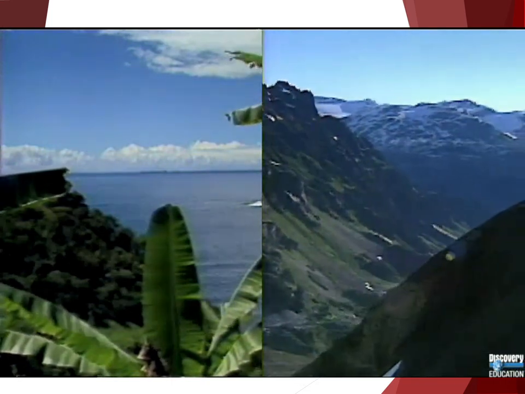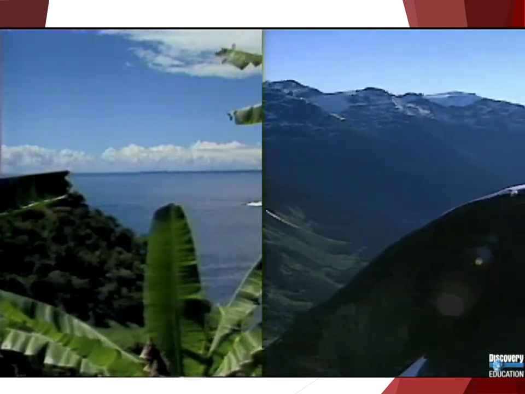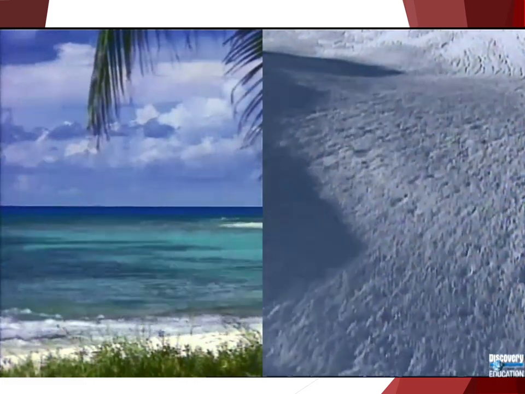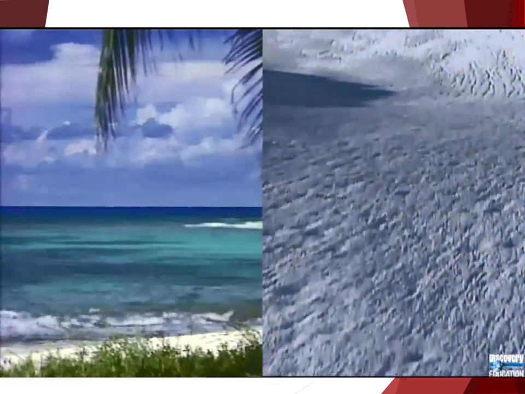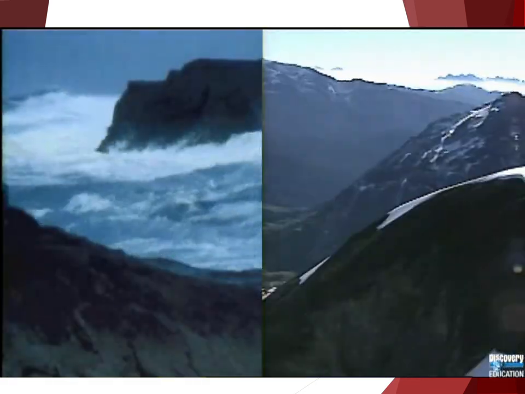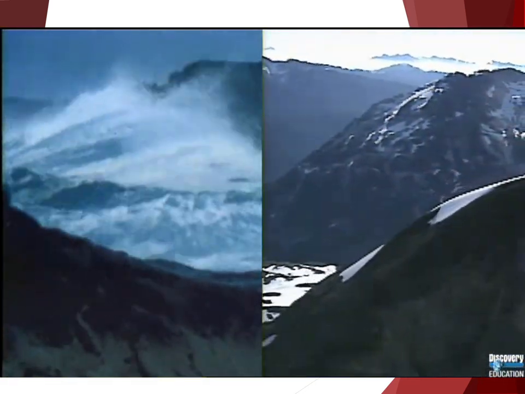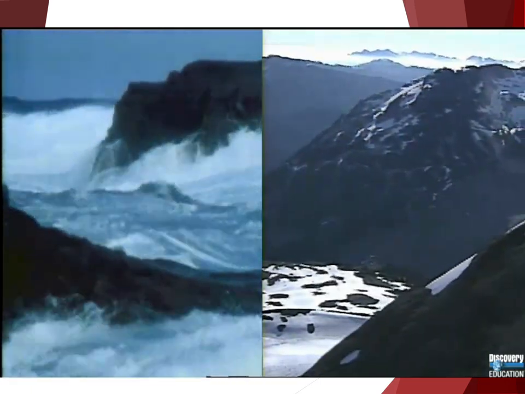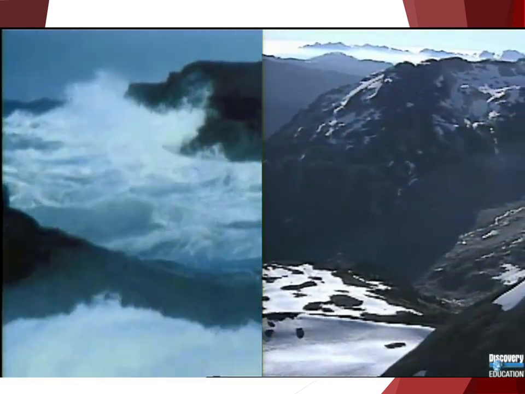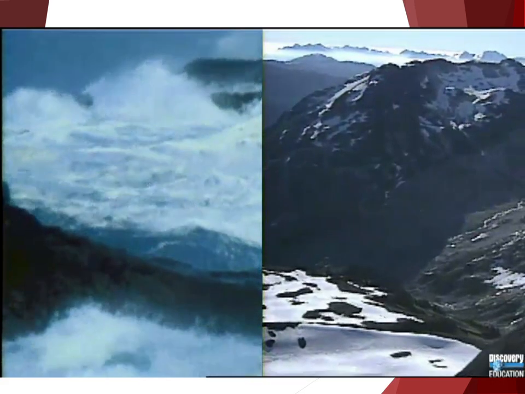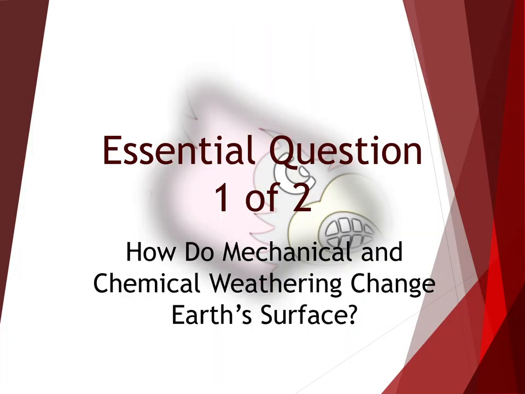Mechanical and chemical weathering act in combination. In colder climates, mechanical weathering has a greater impact. And in warmer climates, chemical weathering plays a more important role in breaking down rocks. But both are important in the weathering process. At this point, you should be able to generate a full and complete response to today's essential question. How do mechanical and chemical weathering change Earth's surface?